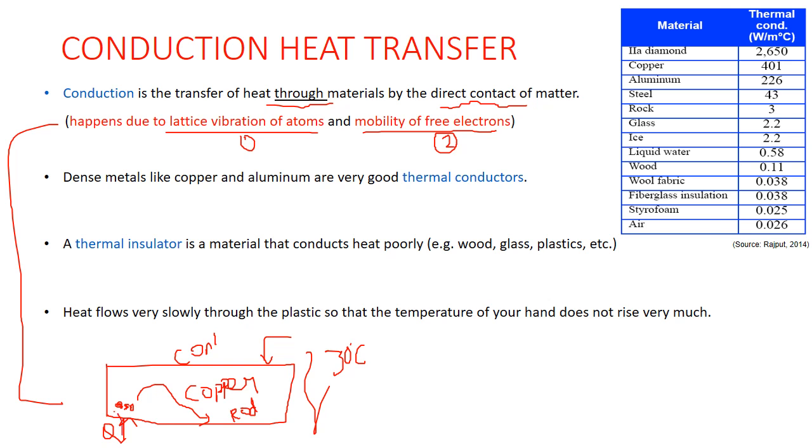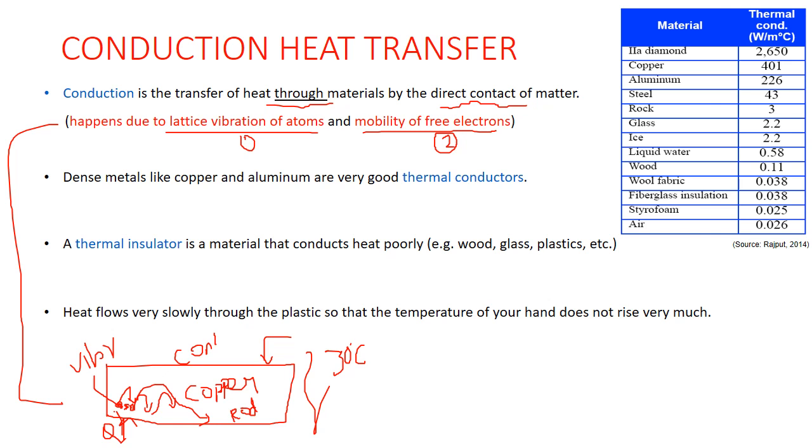When you heat one atom, it gives heat to the neighboring atom. Like this the heat is propagated from one atom to another by means of vibration of atoms. When the atoms are heated they start to vibrate. Lattice means a regular arrangement of atoms. So because of this vibration of atoms, the heat is propagated in solid materials.